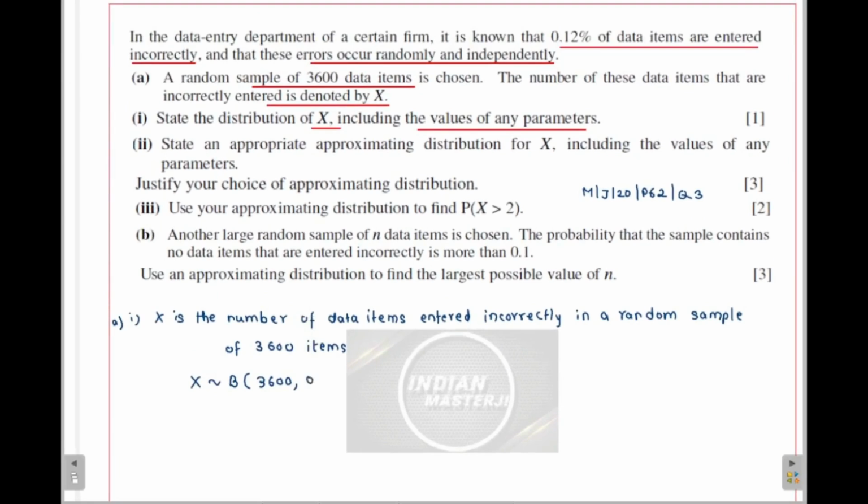So 0.12%, can I say it is 0.12 divided by 100? Correct? So here 3600 is nothing but my n, and the probability of success P is 0.12 divided by 100. So what will be the value? This will be 0.0012. So this answers part 1 of part A.